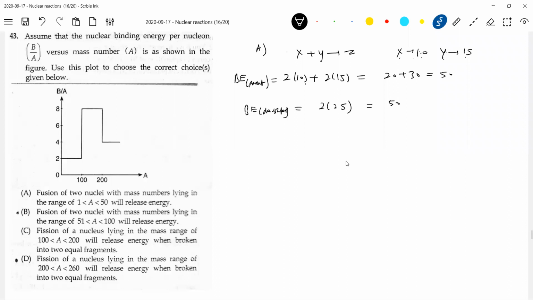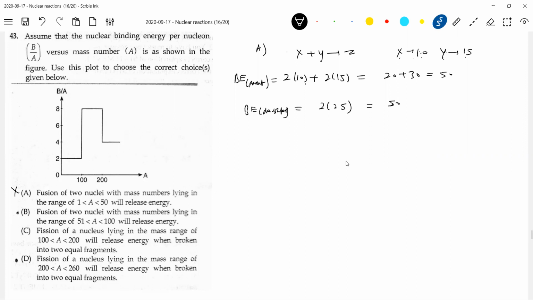Now, will energy be released? Less than 50 is telling. Okay, I think what I assumed is correct. So what are we getting here now? No energy is released, no? Energy will be released only when the binding energy of the daughter is more than that of the parent. So shall we rule out this option?